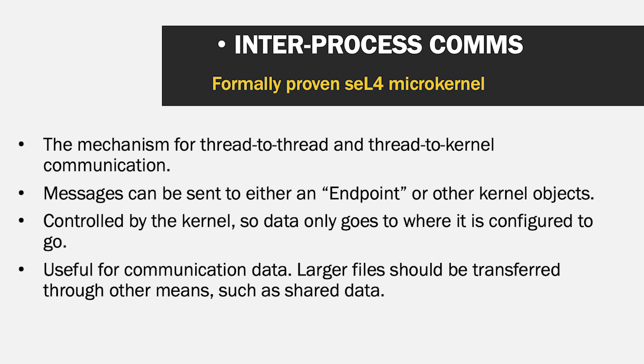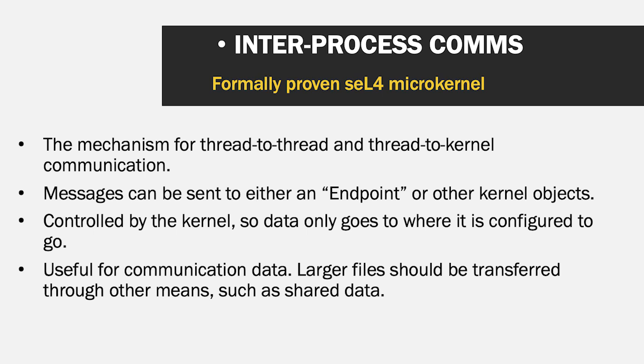Then for inter-process communications, the IPC, there is a mechanism for thread-to-thread and thread-to-kernel communication. Messages can be sent to either an endpoint or other kernel object. This communication is still controlled by the kernel, so data only goes to where it is configured to go. And this is useful for communication data. But things like very large files should be transferred by other means, such as shared data.